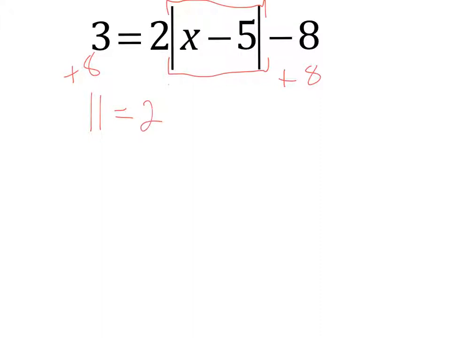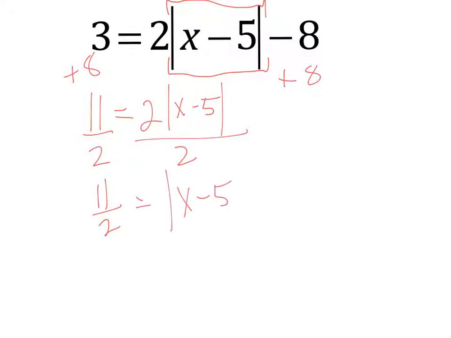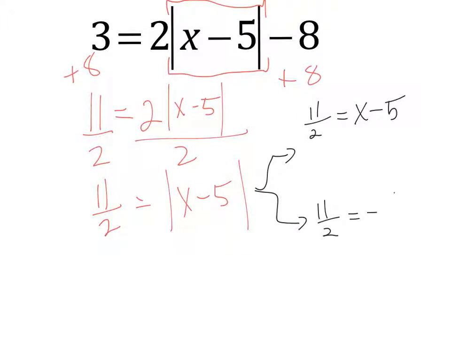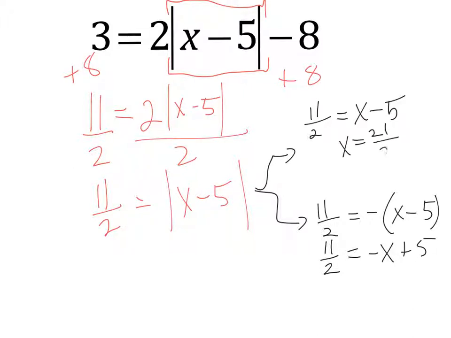I've got 11 is equal to 2 absolute value of x minus 5. Divide by 2. 11 over 2 is equal to the absolute value of x minus 5. That's part 1. Part 2. This is going to turn into 2 different equations. 11 over 2 is equal to x minus 5. That's if that inside is positive. And 11 over 2 is equal to negative the x minus 5, which we can quickly transform into negative x plus 5. First part, I'm going to add 5 to both sides, and that's going to become x is 21 over 2.